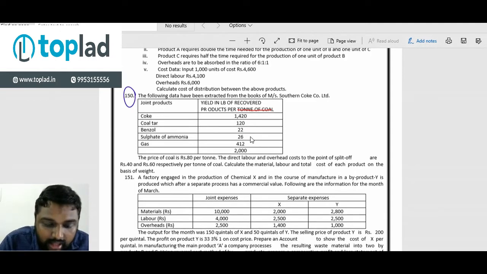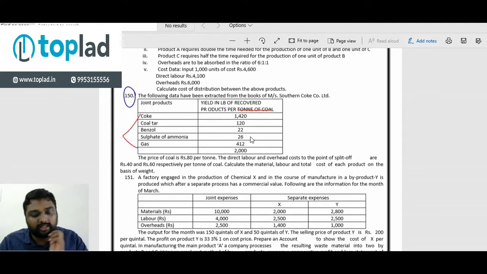There are 5 joint products. The price of coal is 80 per ton. Direct labor and overhead cost to split off point: coal cost is 80, direct labor and overhead is 60. Calculate the material and labor cost of each product on the basis of weight.